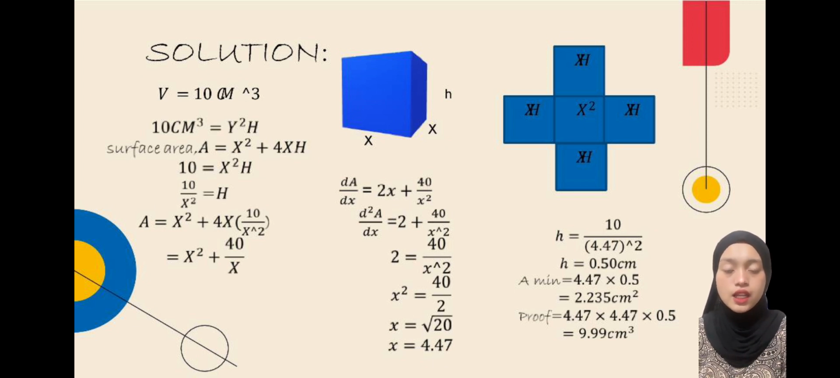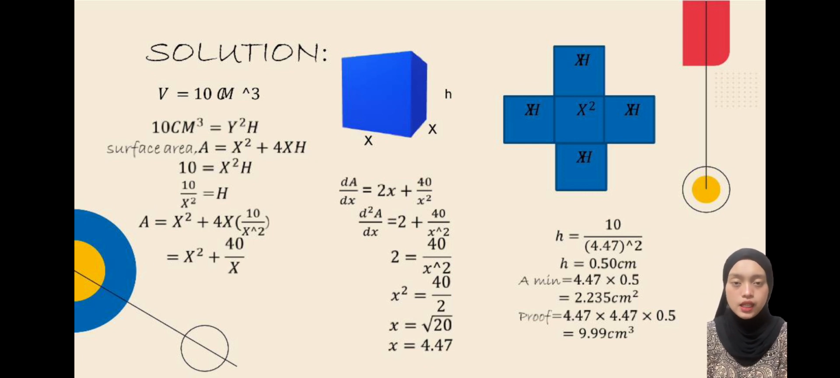We already get the value of x, which is 4.47. So we need to insert the value of x into the equation of h to get the value of h, which is 0.5. After that, we need to find the minimum area of the box. So we need to use the formula of area, which is x times h, and that will be 4.47 times 0.5. So the answer will be 2.235 cm cubed.